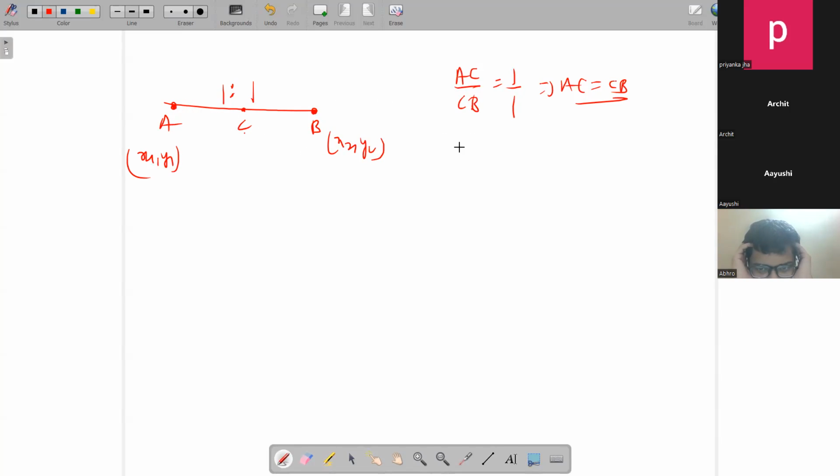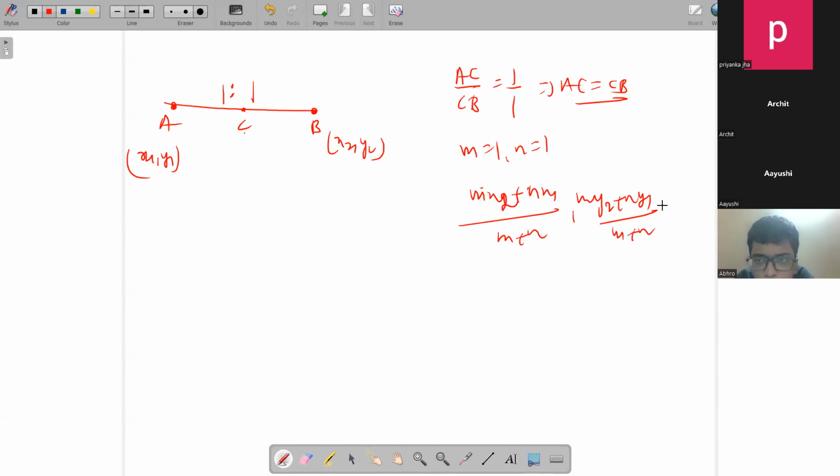So if you apply that concept, m is 1 and n is 1. So this is internal division. So we will use plus sign: m x2 plus n x1 upon m plus n, m y2 plus n y1 upon m plus n. Put m equal to 1, n equal to 1. You will get (x1 plus x2) by 2 and (y1 plus y2) by 2. That is how you can find it. So the coordinate of the middle point is (x1 plus x2) by 2, (y1 plus y2) by 2. Understood?